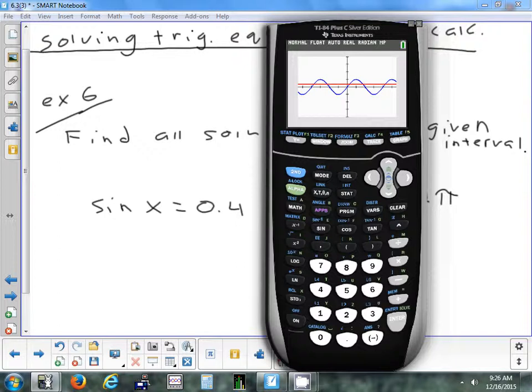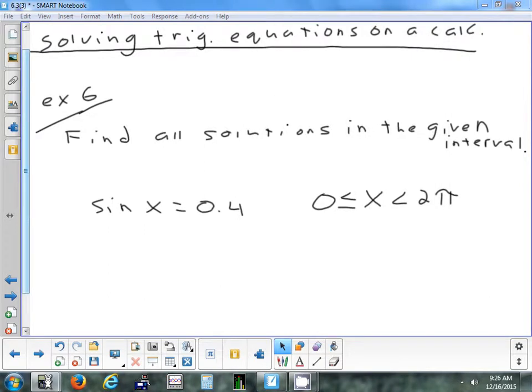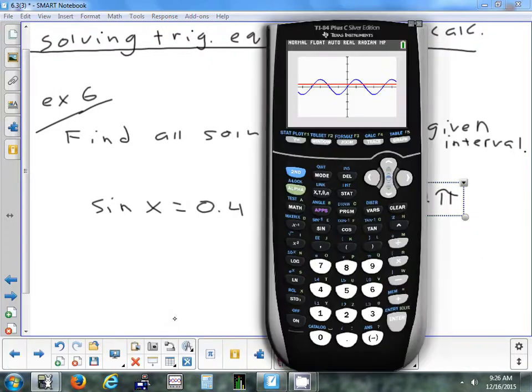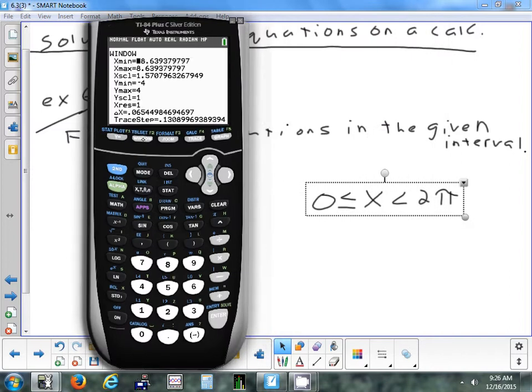All right, so I'm taking a look at my window the way it is right now, but they want me to narrow down where I look to be between 0 and 2 pi. So what would these two values be in my window? Where would I type them in? Yeah, for my x values. Okay, x min and x max. So how would you punch that in the y section? Yeah, just sine of x in y1 and 0.4 in y2.